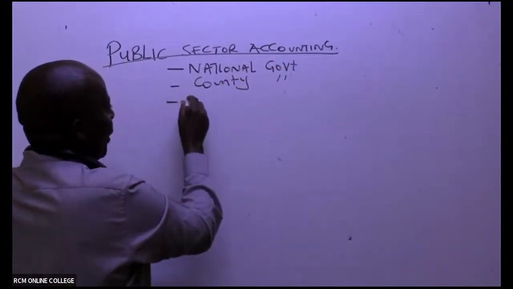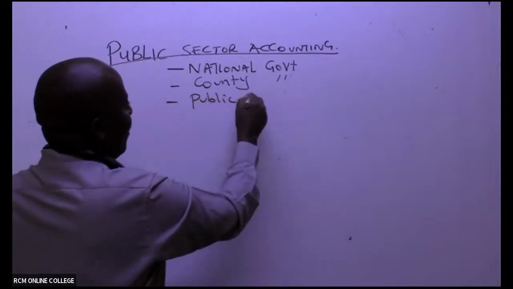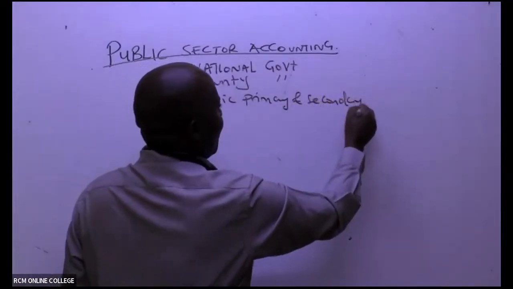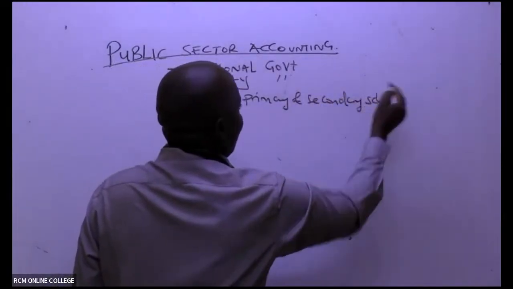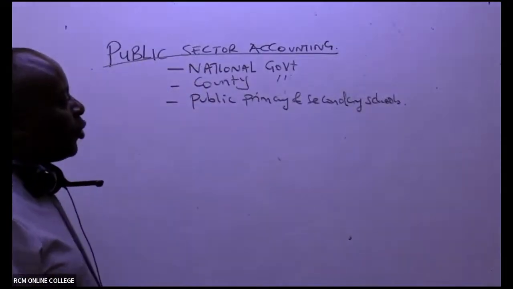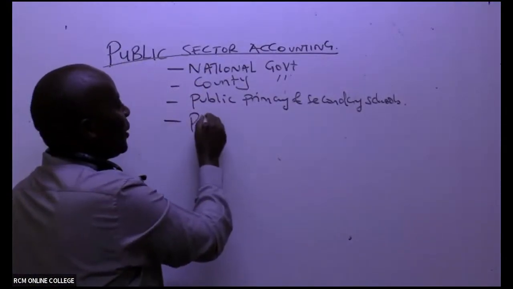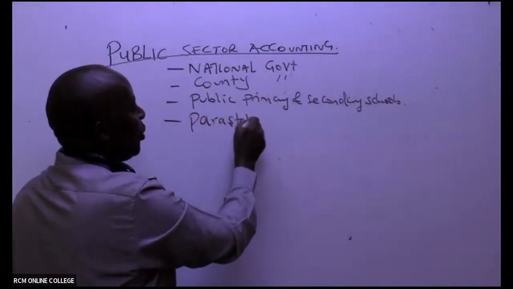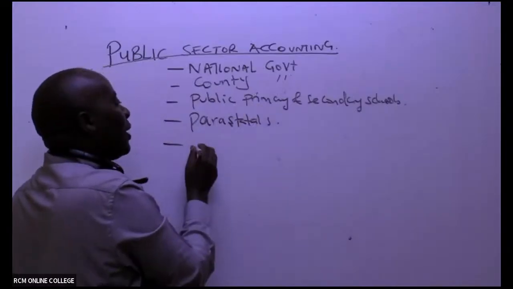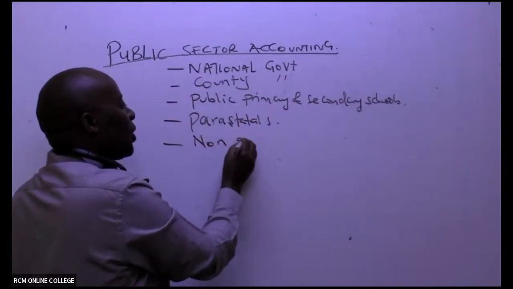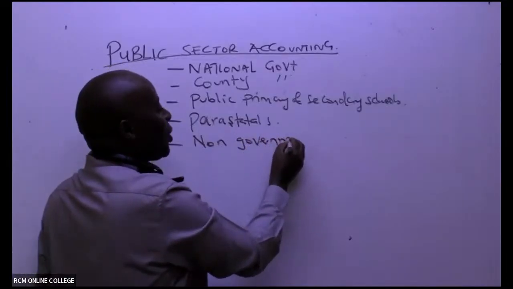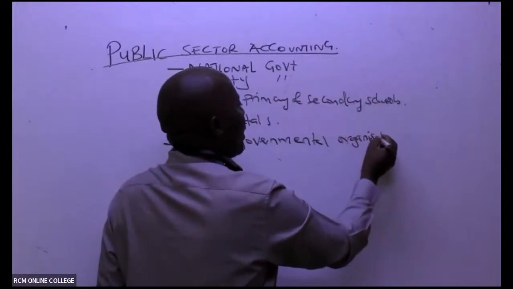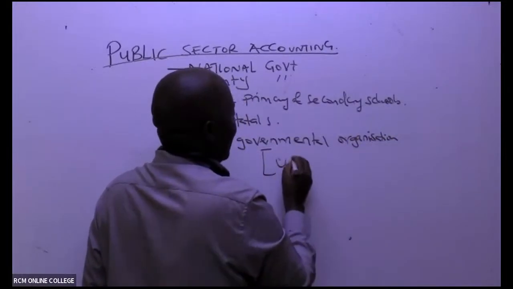We have, for example, public primary and secondary schools. We have parastatals, so many organizations really. We have non-governmental organizations here, like which ones? NGOs, like for example, the United Nations.